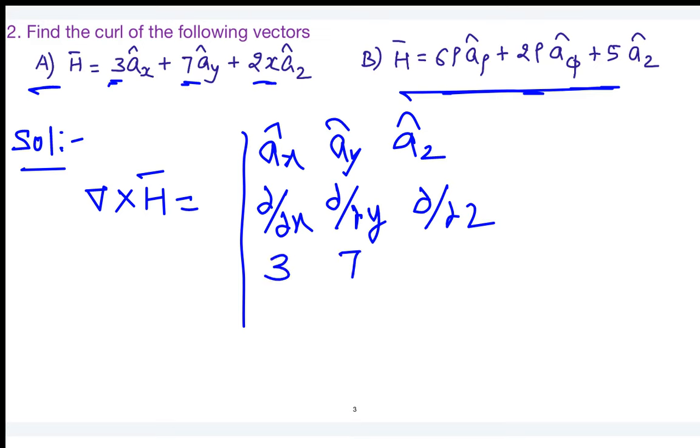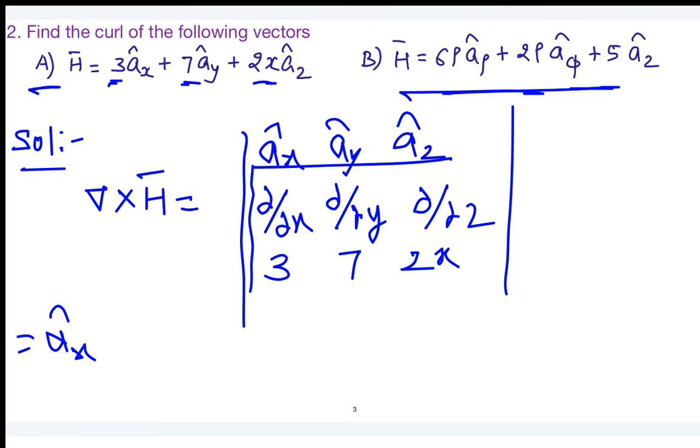Similarly, when you write the second term, there will be a minus ay cap. Delete that column and delete that row. Dou by dou x of 2x will straight away be 2, minus dou by dou z of 3 will be 0, plus az cap into dou by dou x of 7 is 0, and dou by dou y of 3 is 0. So finally, what is the answer you will get? There is no ax term and there is no z term. So finally the answer is minus 2 ay cap.